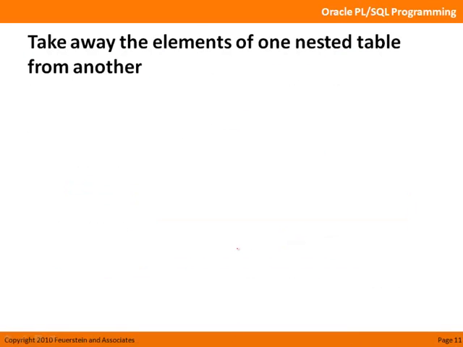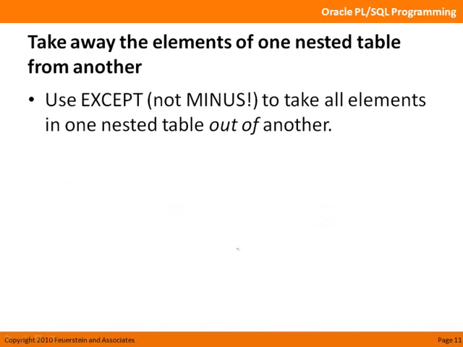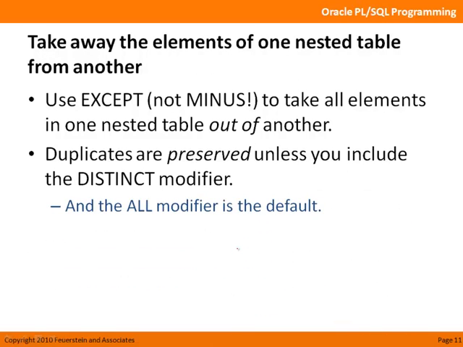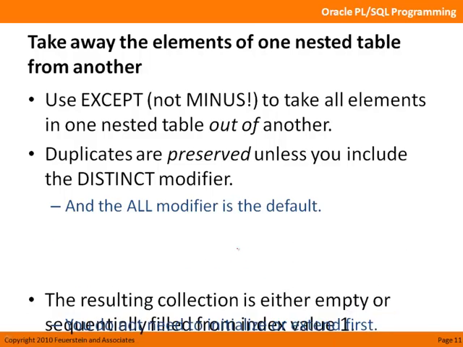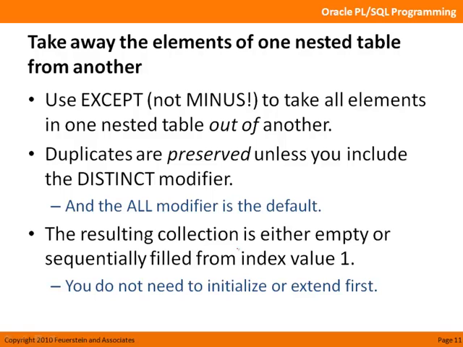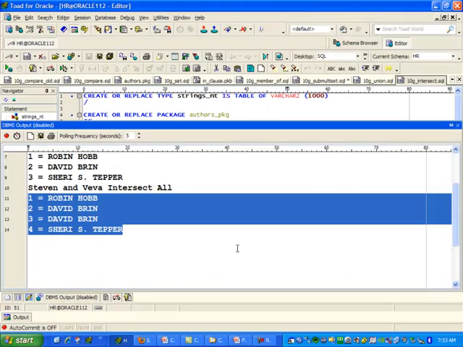And finally, take away the elements of one nested table from another. Use except. I don't know why they didn't use the keyword minus. But it's multiset except. Duplicates are preserved unless you include the distinct modifier. Collections are always filled from index value 1, or they're empty. No need to initialize or extend first. Let's take a look at except.